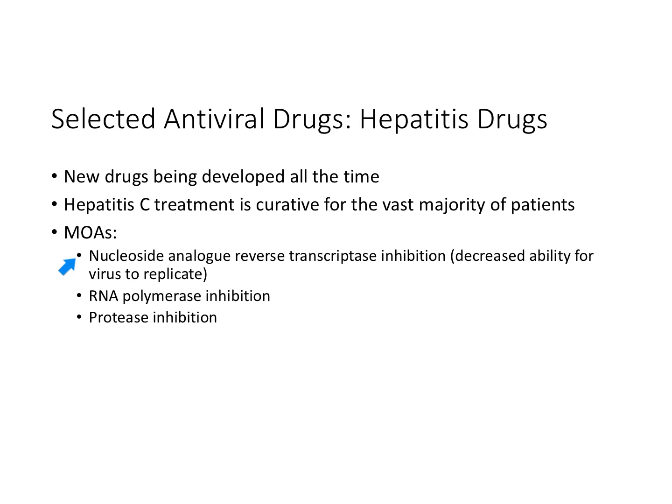So mechanism of action, there are different types. So nucleoside analog reverse transcriptase inhibition. We talked about reverse transcriptase inhibitors for HIV in class. So this works in a similar way, and basically what it means is it leads to a decreased ability for the virus to replicate. There's also RNA polymerase inhibition, which again inhibits replication, and protease inhibition, which, even if the virus is able to replicate, prevents it from actually forming into a new virion.